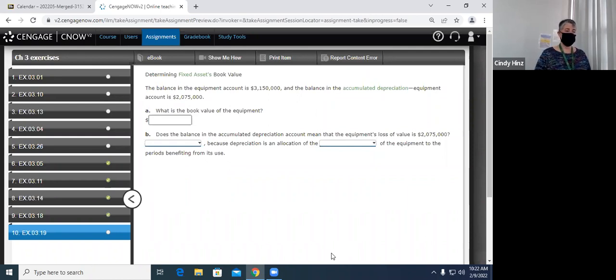The accumulated depreciation, the contra asset account, is how much we have used up or recorded as an expense over the time we've been using the various equipment. So with what we just discussed in exercise 9, you should be able to calculate the book value. It's the original or historical cost minus the accumulated depreciation. 3,150,000 minus 2,075,000 is 1,075,000. That's the book or the carrying value of that equipment. That's what's included in our total assets on our balance sheet.